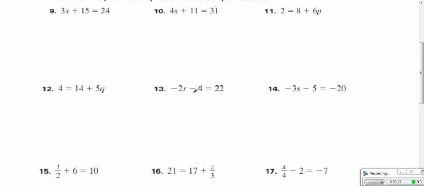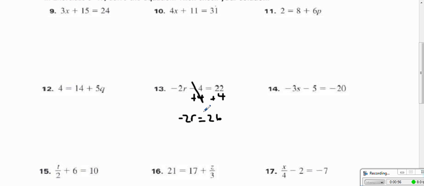This says negative 4 or minus 4. So you do the opposite, which is positive 4. And you do have to do that. Whatever you do on one side, you have to do on the other of the equal sign. So the 4's cancel out because they're equal to 0. The negative 2r comes down. The equal sign comes down. And 22 plus 4 is 26.